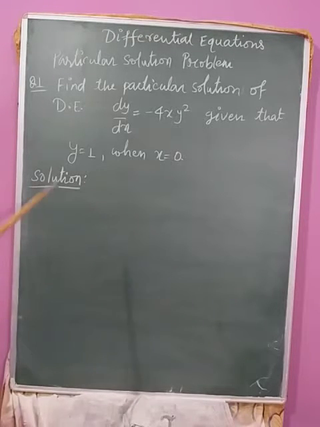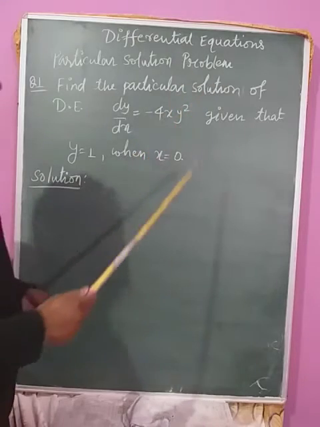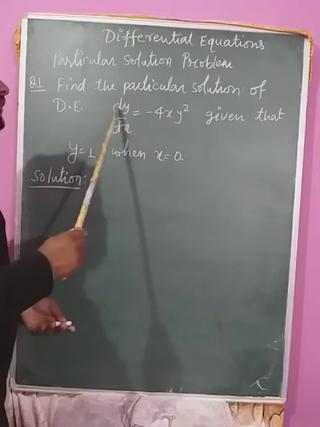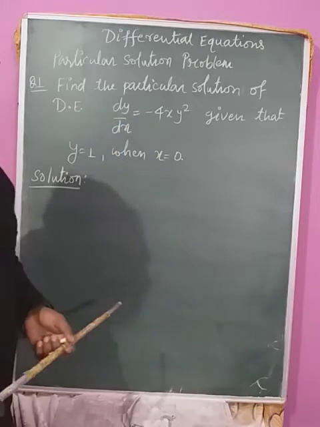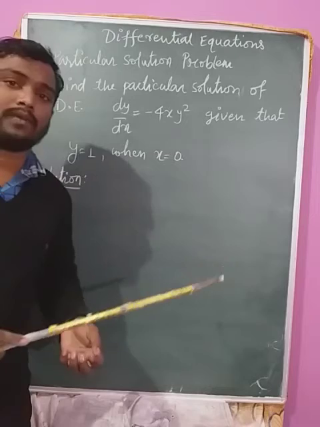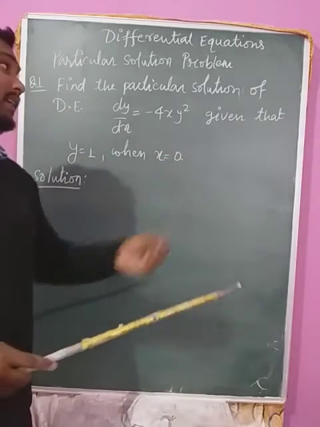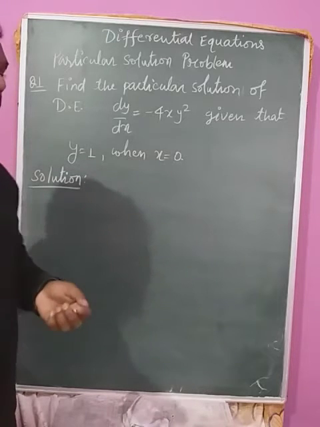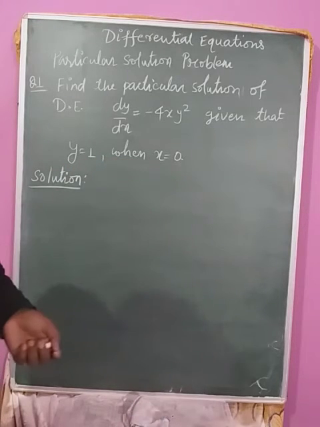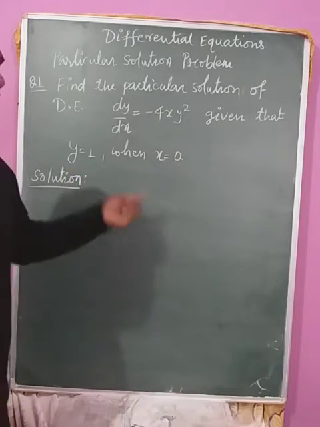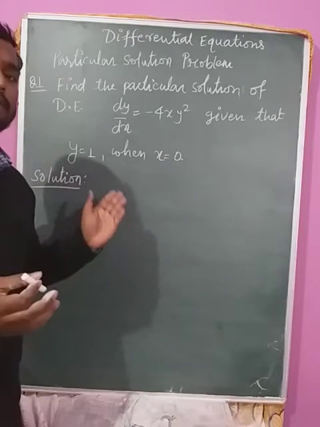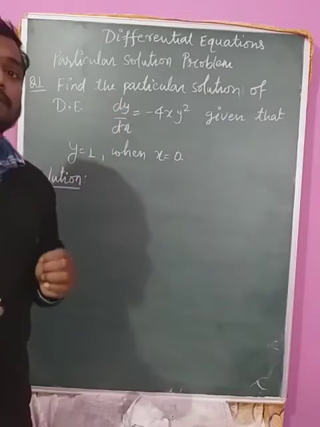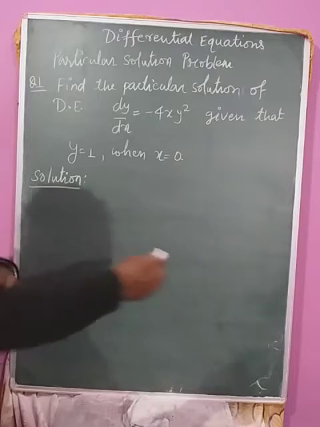Question 1: find the particular solution of the differential equation dy by dx equal to minus 4x y square, given that y equal to 1 when x equal to 0. It is a particular value. When we put a particular value for the arbitrary constant, the solution obtained is known as the particular solution. So now we start the solution.